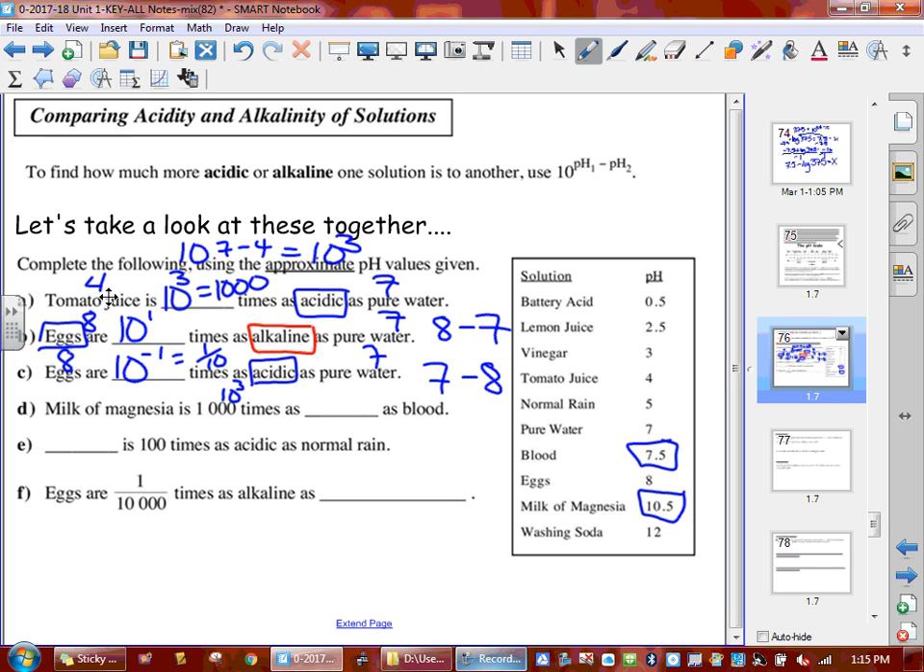Which number did they use first here? They had to use the big number to subtract the small number. They had to do big subtract small in order to get 10 to the 3. If they got 10 to the negative 3, that means they were comparing blood to milk of magnesia in terms of acidity, or sorry, alkalinity. So here, we've got milk of magnesia is way more alkaline than blood. How come? Because it's got a bigger number, so it's going to be alkaline. Or you might want to say basic. Basic or alkaline, you mean the same thing.